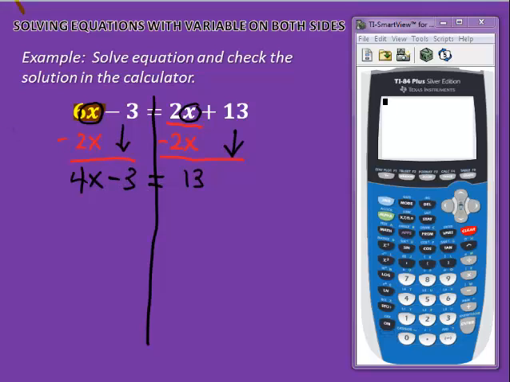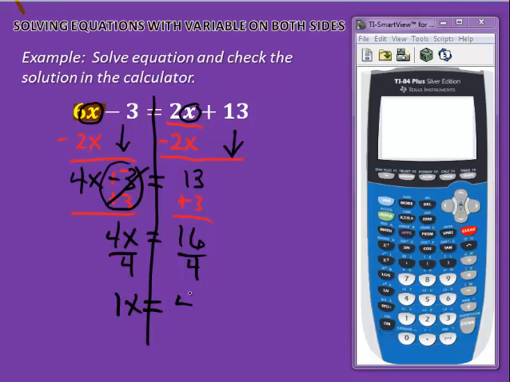And now I just have a basic two-step equation. To solve that, I'll start out by zeroing out the 3. Since it's minus 3, or plus a negative 3, I have to add a positive 3. I'll do that to both sides. That makes 0, which leaves me with 4x on the left, and on the right, it leaves me with 16. Last step is to divide both sides by 4. And that leaves me 1x equals 4.